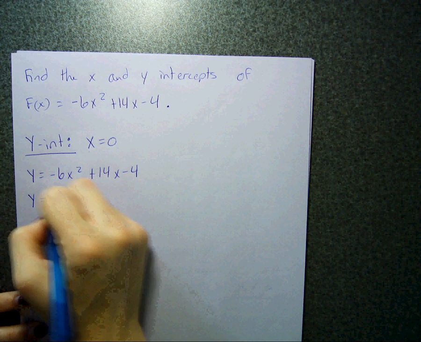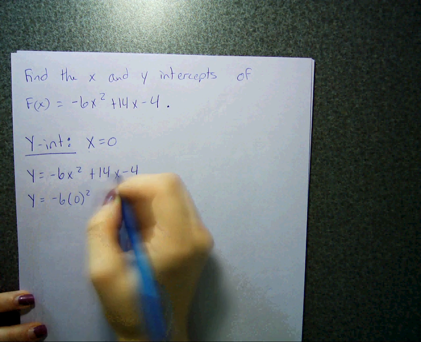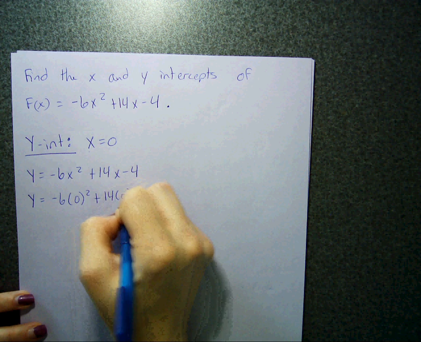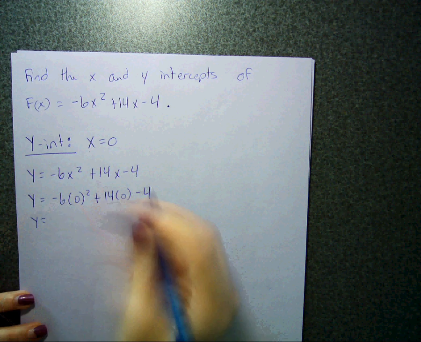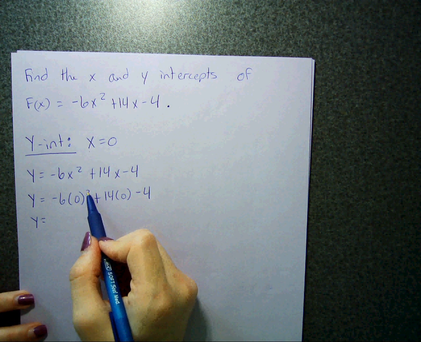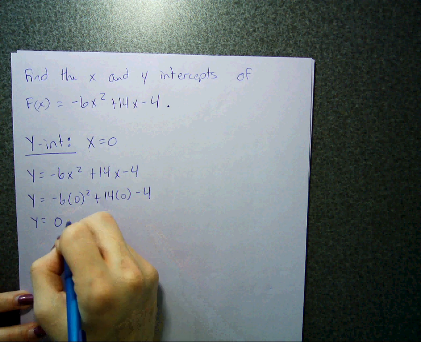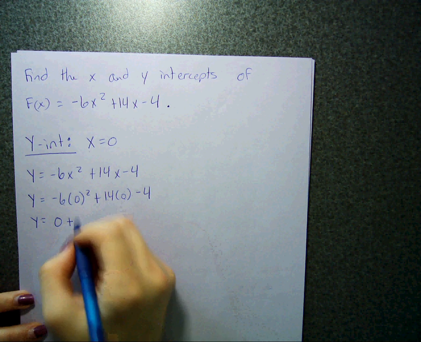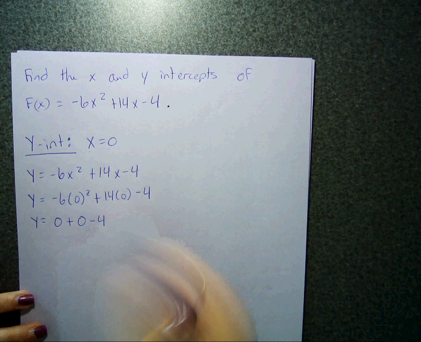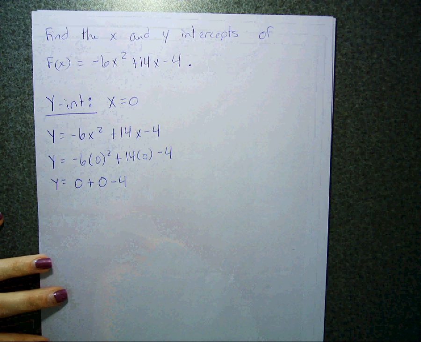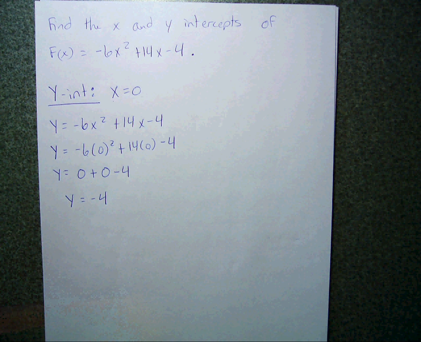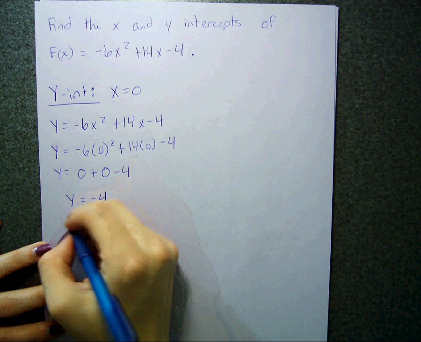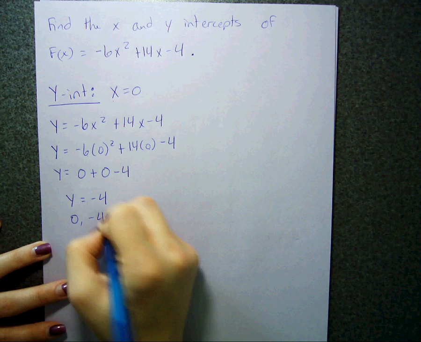So I have y equals negative 6 times 0 squared plus 14 times 0 minus 4. So y equals 0 squared is 0 times negative 6 is 0 plus 14 times 0 is 0 minus 4. 0 plus 0 minus 4 gives me negative 4. So I know that this parabola will cross the y-axis at negative 4, which is the point (0, negative 4).